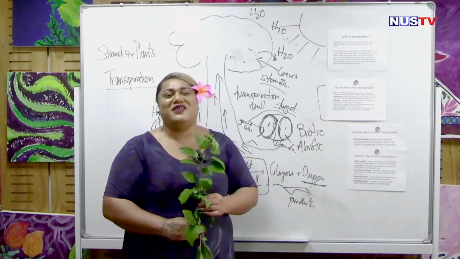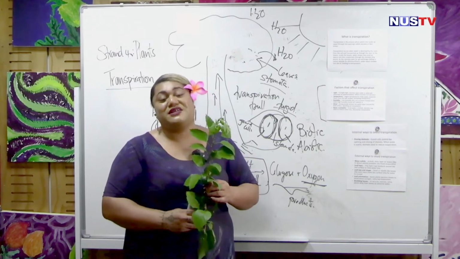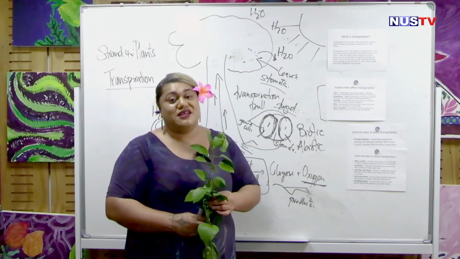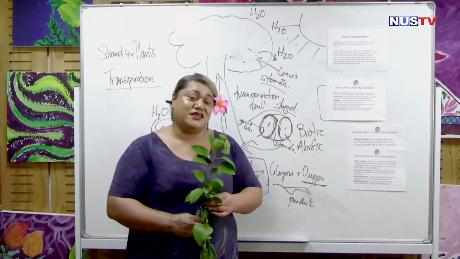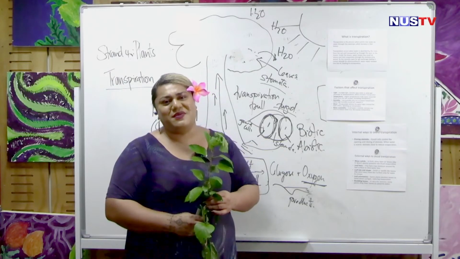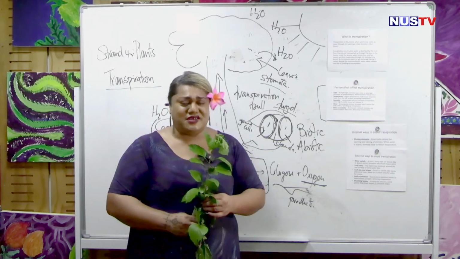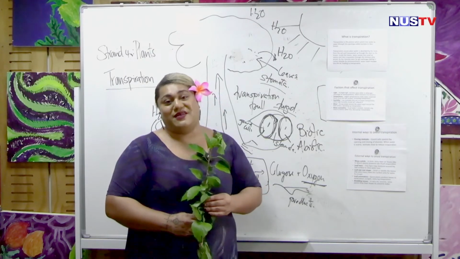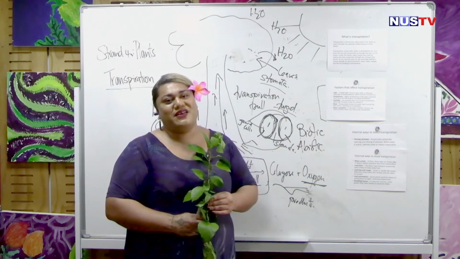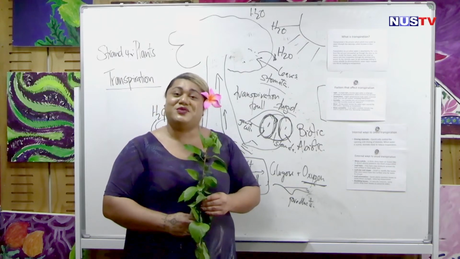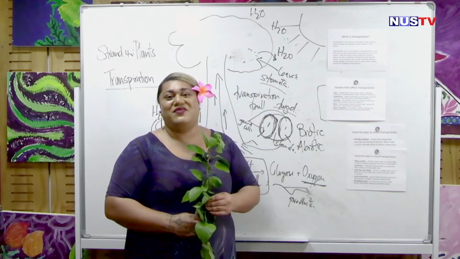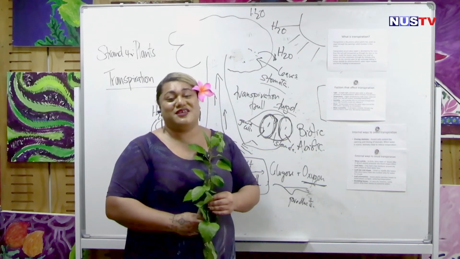So hopefully you have learned the different importance of transpiration, the different factors that affect the rates of transpiration, the adaptations of the plants to avoid the loss of water, and last but not least, the connection between photosynthesis and transpiration and the activity of the stomata.